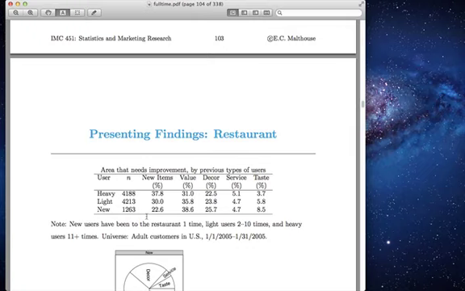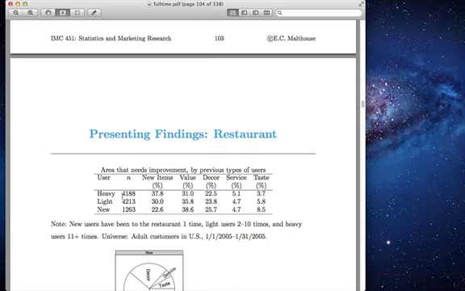Therefore, I want to lead with what's most important. So in this case, the story is focused around heavy users being interested in new items. Therefore, I'm going to put heavy users at the top, and let's put new items in that first column. You'll see that I've sorted this in descending order of importance to the heavy user.